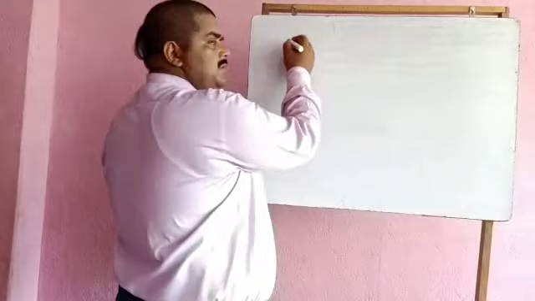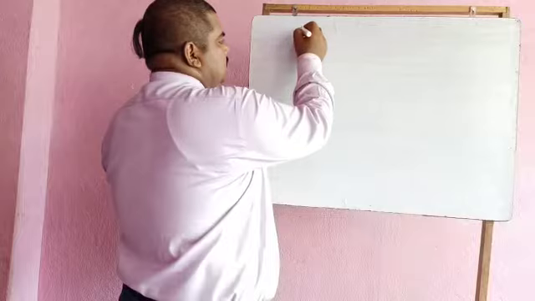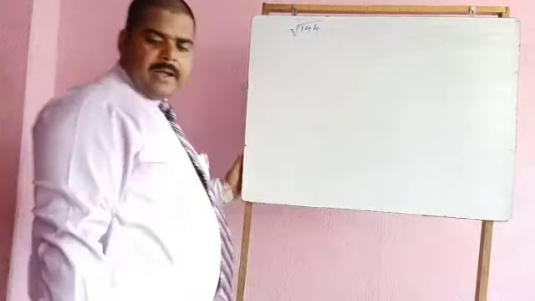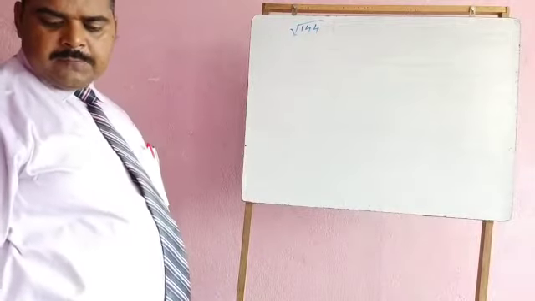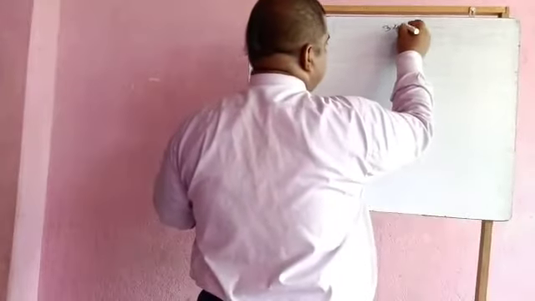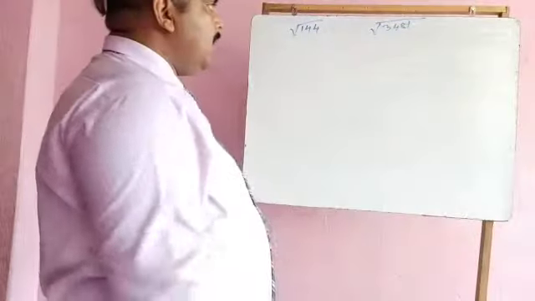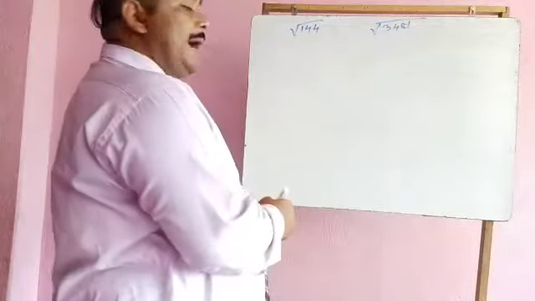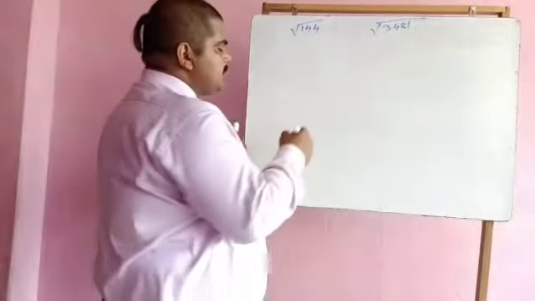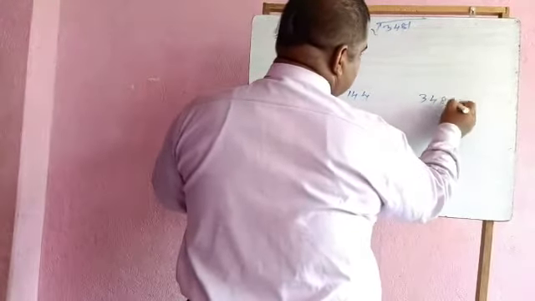First example, I have taken 144; you need to find the square root of 144. And second, I have taken the example of 3481; you need to find its square root by the division method. The first step is to look at these two numbers, 144 and 3481.